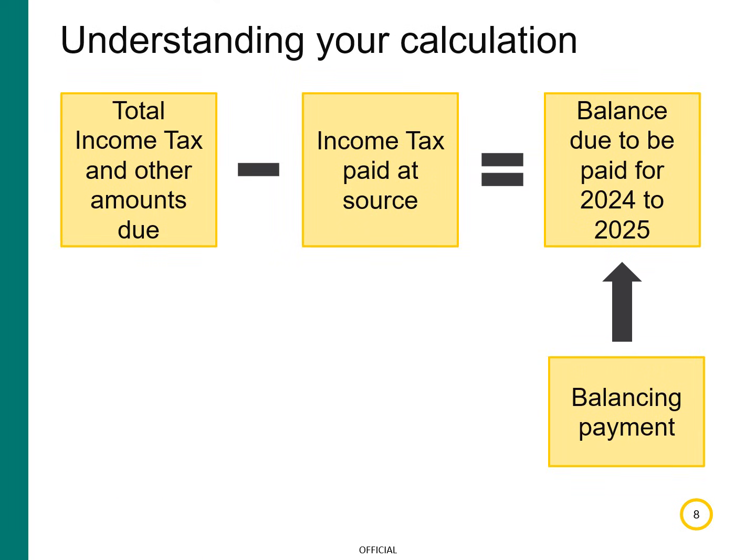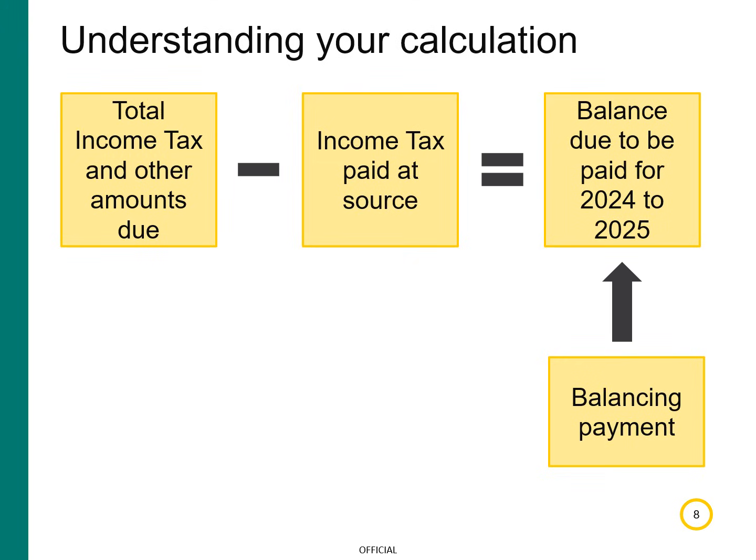Once the total of your income tax and any other amounts due have been worked out, the calculation will show any tax which has already been paid at source, for example, through a job or pension. This is taken off the total due on your income to give the balance due to be paid for 2024 to 2025. We call this a balancing payment.